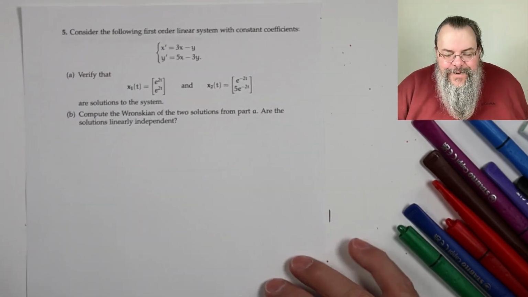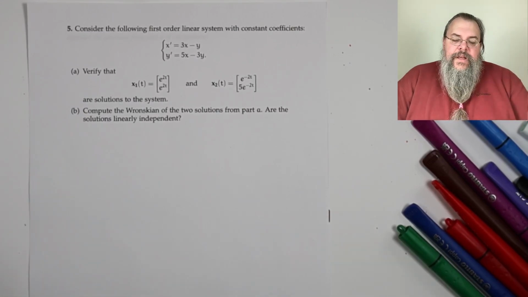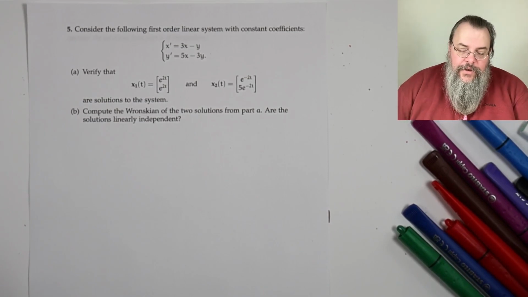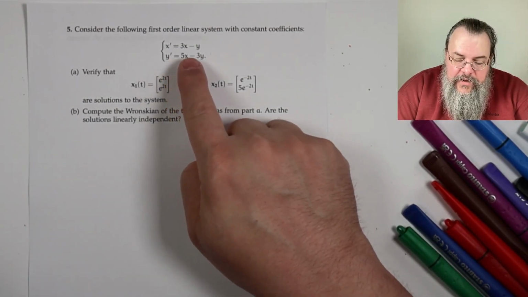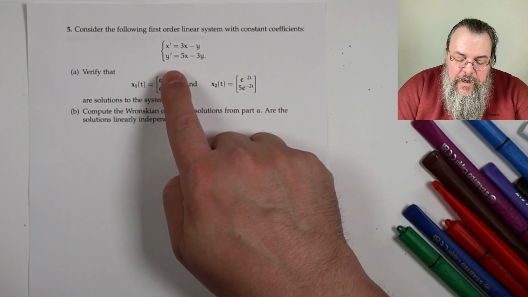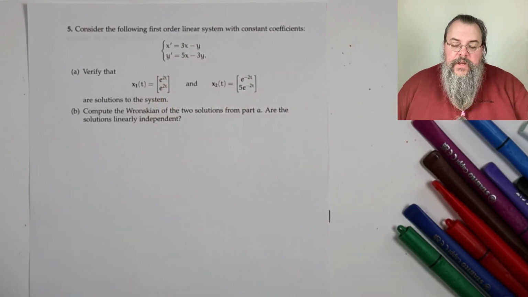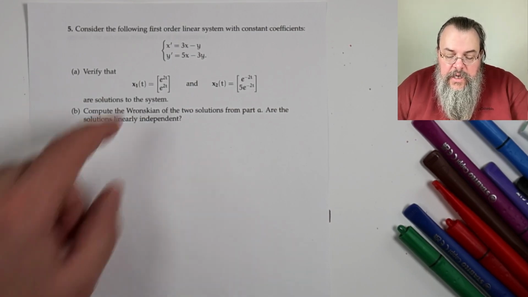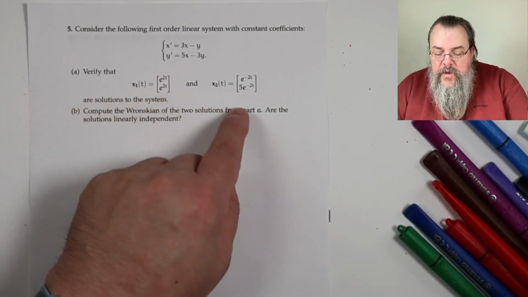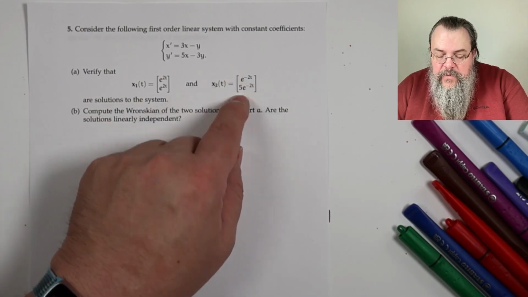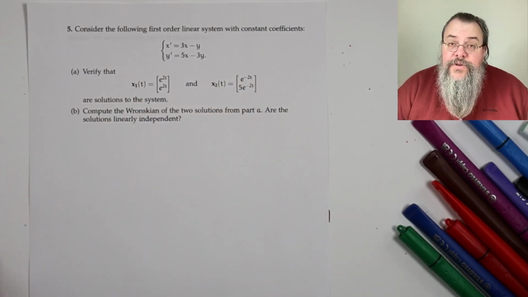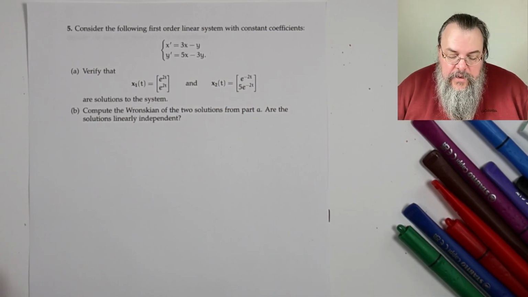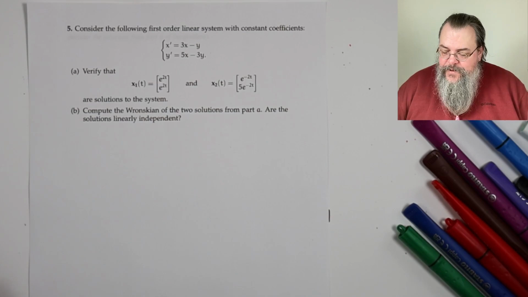All right, number 5. Consider the following first-order linear system with constant coefficients. We have x prime equals 3x minus y, and y prime equals 5x minus 3y. And it says, verify that x1 equals e to the 2t, e to the 2t, and x2 equals e to the minus 2t, 5 e to the minus 2t, are solutions to this system. And then there's a part B, but let's do part A first.